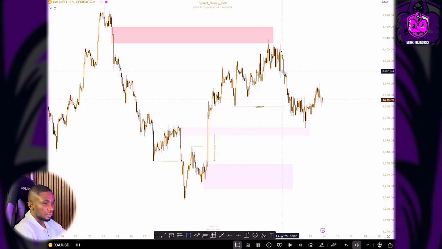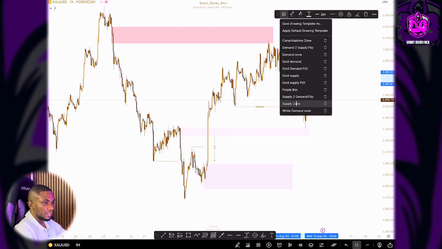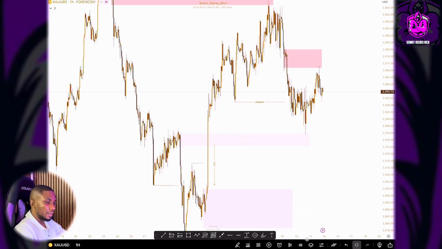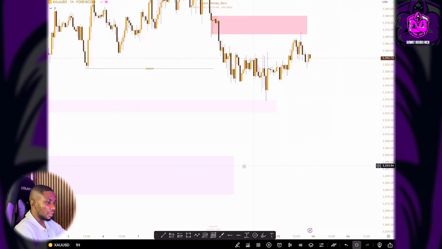Now we look out for this area right here. You see that this area over this level here, price just tapped into it, and now that price has tapped into it, what has price done? Price is now dropping to the downside. So let's take a look at what the market is doing at this particular level.